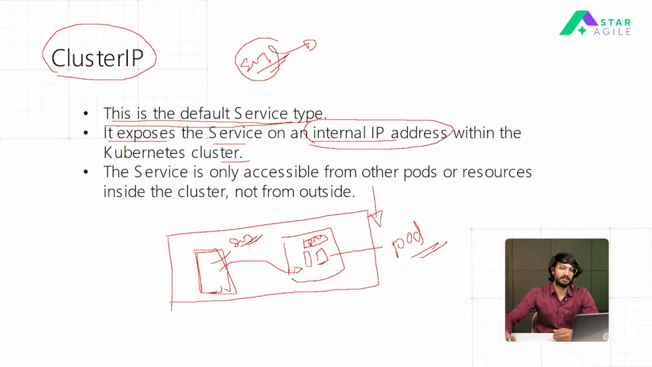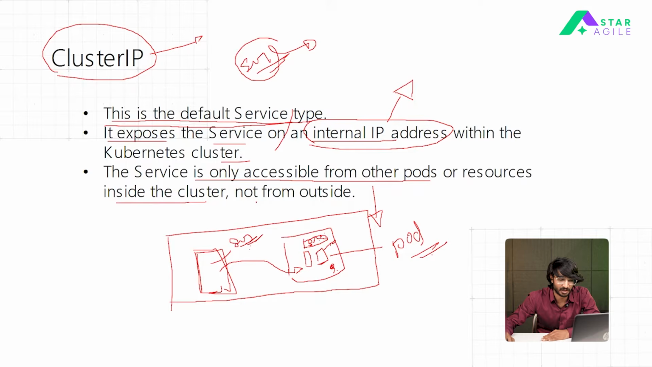That means the ClusterIP of the service will expose the service within the internal structure. Within which place? Within the internal structure. That means within only this node, or the internal people who are working internally, can access this. That is what is meant by internal IP addresses, correct? And the service is only accessible from other pods and resources inside the cluster, not from outside. That is what I was trying to explain, right?